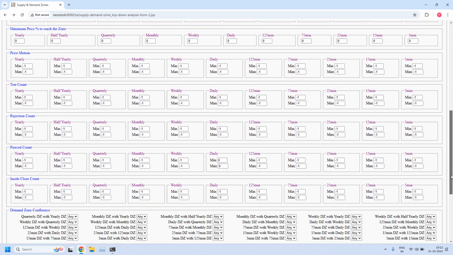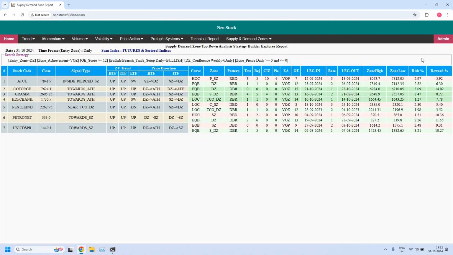So in the demand zone confluence, I enabled daily demand zone with weekly demand zone confluence. With this filter we got 7 out of 11. 7 stocks are having daily demand zone with weekly demand zone confluence. That means the daily demand zone is part of the weekly demand zone. That is overlapped with the weekly demand zone. Okay, because daily is part of the weekly. If the weekly demand zone is having weekly EMA confluence, it is an even more high probability setup. Let's verify.